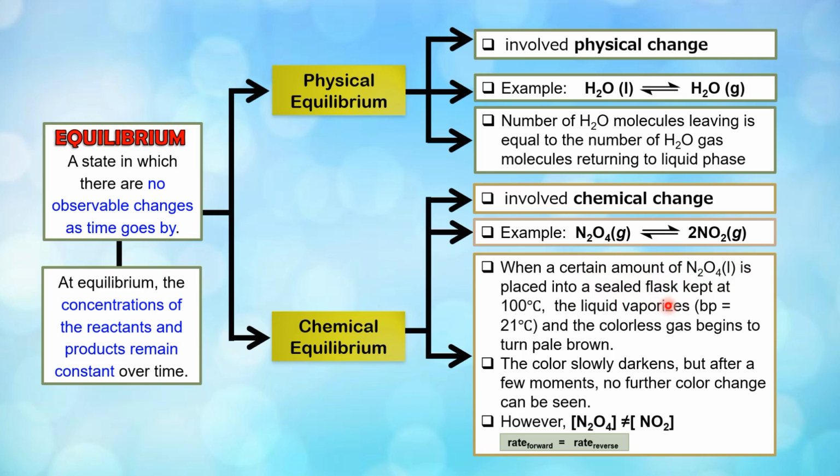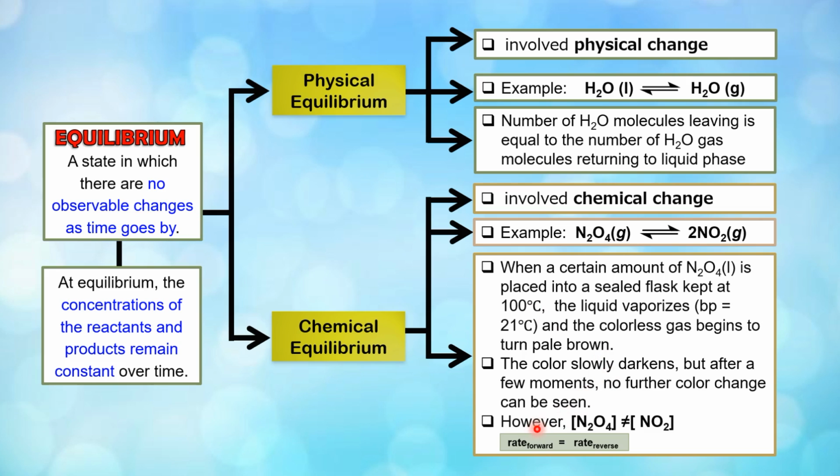a sealed flask capped at 100 degrees. The liquid vaporized at the boiling point of 21 degrees, and the N2O4, which is colorless at the beginning, begins to turn pale brown. The pale brown here is NO2 gas forming, but still in a small amount. Okay, the color slowly darkens, but after a few moments, no further color change can be seen, which means the system has already achieved equilibrium because there is no observable change as the reaction continues.